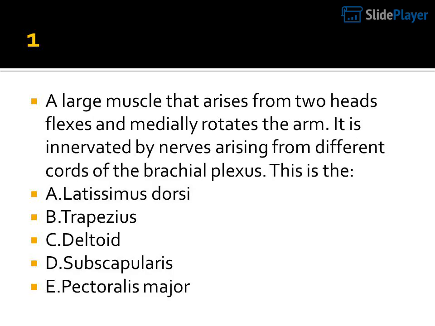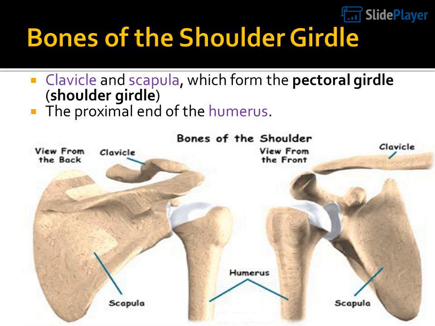1. A large muscle that arises from two heads, flexes and medially rotates the arm. It is innervated by nerves arising from different cords of the brachial plexus. This is the A. Latissimus dorsi, B. trapezius, C. deltoid, D. subscapularis, E. pectoralis major.